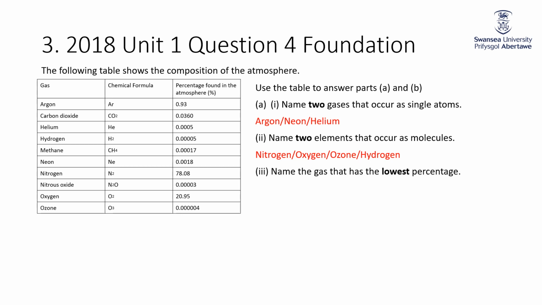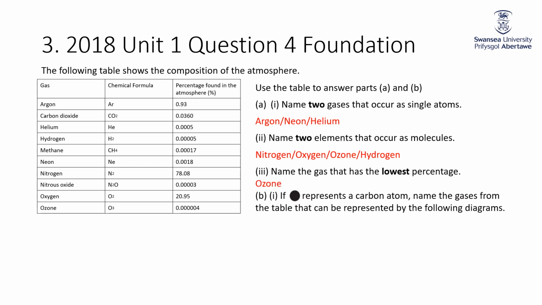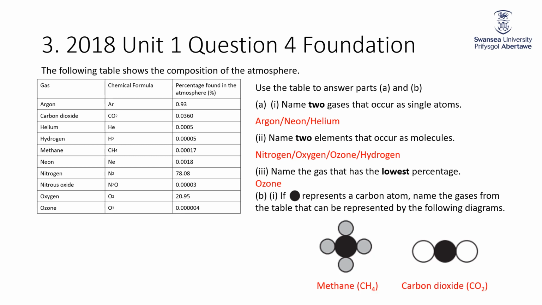The next part, name the gas that has the lowest percentage. This is only one answer, which is ozone. And then part B is if the black dot represents a carbon atom, name the gases in the table that can be represented by the following diagrams. So we have a carbon surrounded by 4 other atoms. This would be methane, as that is the only one that fits that. The other one would be carbon dioxide, as that is the only other one containing carbon in the table, and also that species containing carbon only has 2 oxygen atoms.